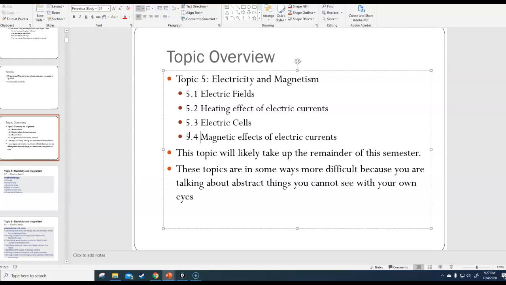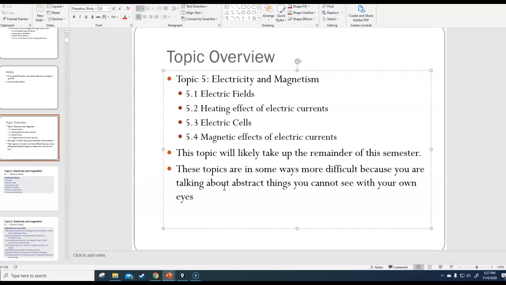Now, I'm just going to warn you now that this topic is probably going to take up the rest of the semester and probably spill over into the next semester as well. And in my opinion, topic 5 is probably the most difficult topic in all of IB physics, just because it is a very abstract topic. There's a lot of things that we'll be talking about that you cannot physically see with your eyes, and there's also some math involved in some of these topics that are kind of difficult to deal with.